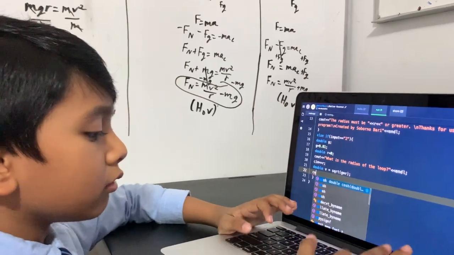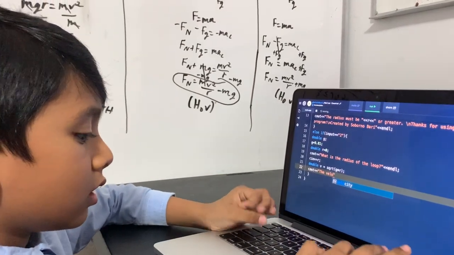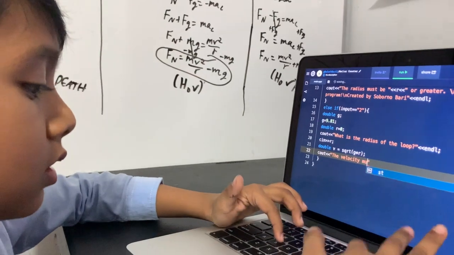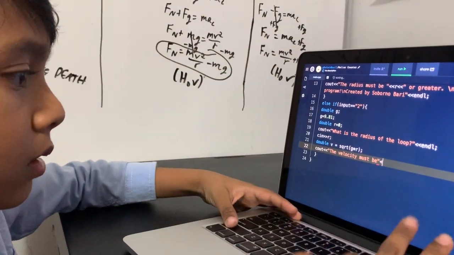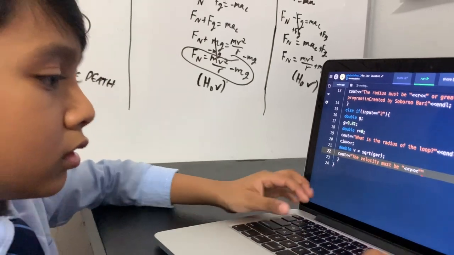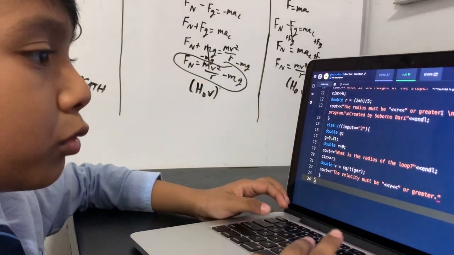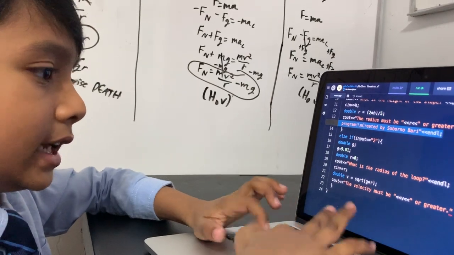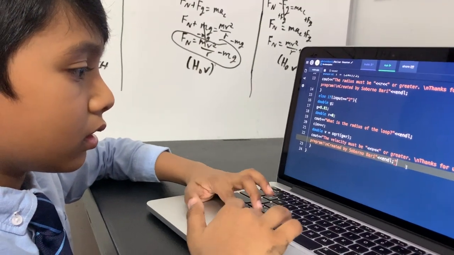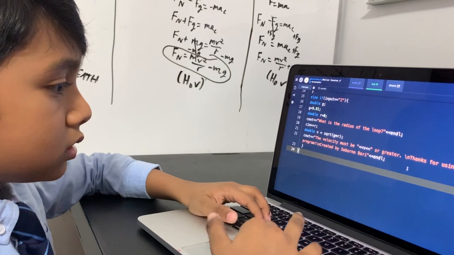So count. The velocity must be, oh right, put a space, V, or greater. Let's copy what I wrote because it'll be easier. Command C, Command V. Must be V.